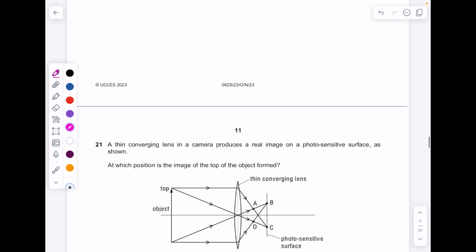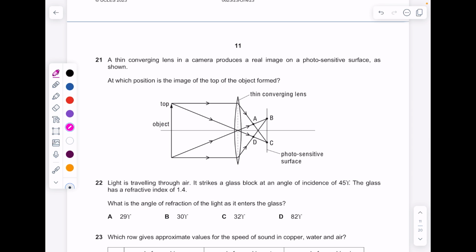A thin converging lens in a camera produces a real image on a photosensitive surface as shown. At which position is the image of the top of the object formed?